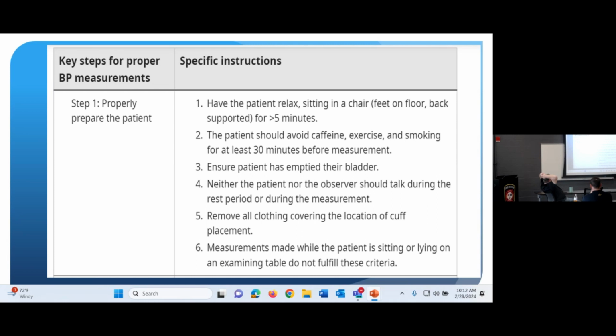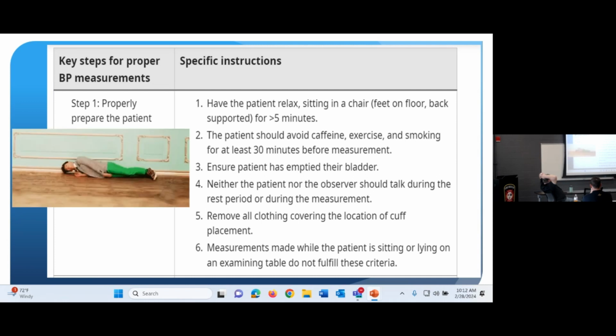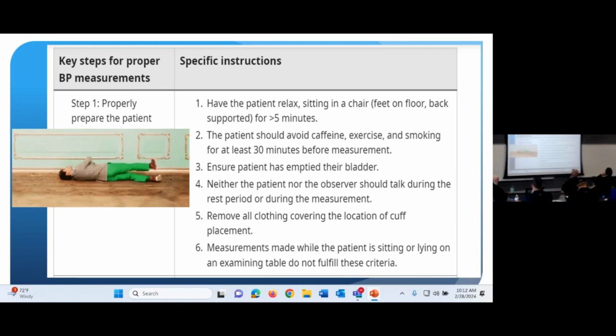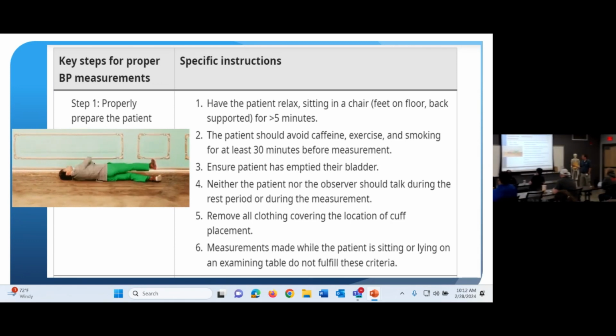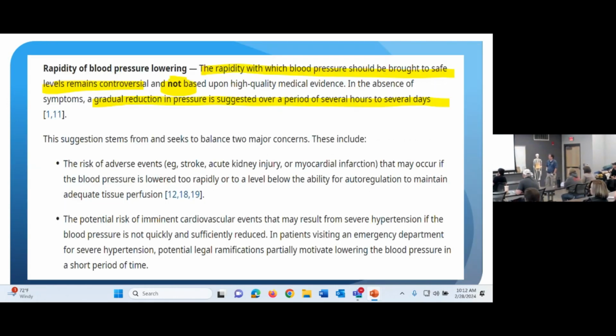They're going to sit in a chair. They can't be laying down, right? Most people are flopping around fighting you when you do a blood pressure. So all the data that looks at blood pressure is based upon people sitting in a chair, resting for 5 minutes, listening to Zen music, not smoking their weed, and that's not the patients we take care of. So do not get caught up on blood pressure numbers, all right?